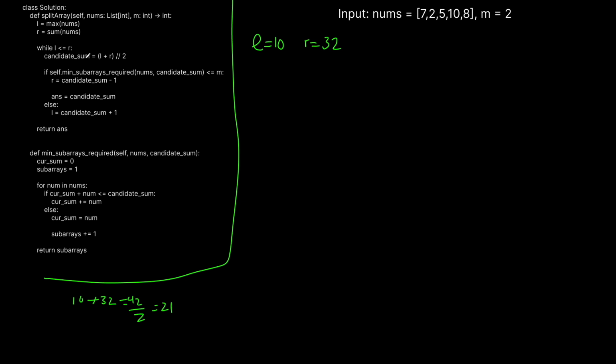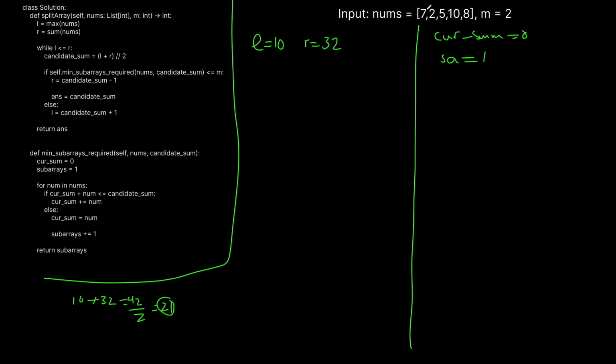So the candidate sum is going to be 21, and now we need to go into our function here and figure out whether or not we can use 21 and whether or not we can get 2 subarrays. So our current sum is going to be 0 because we actually haven't started, and we'll say SAs for subarrays is 1. So now let's start building.